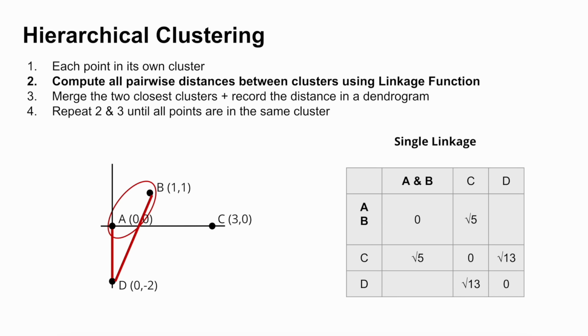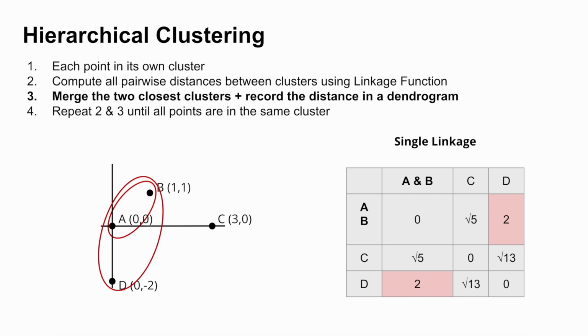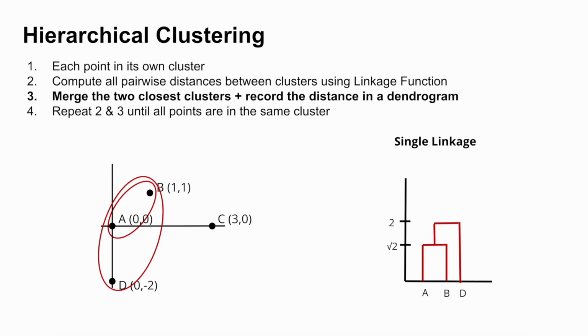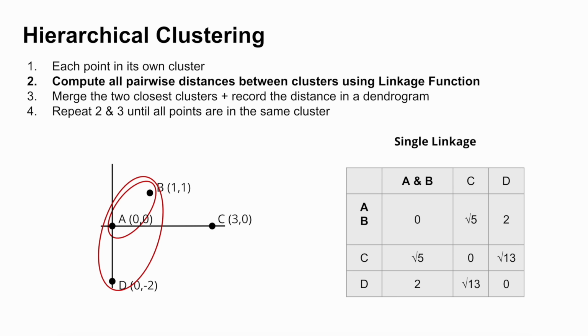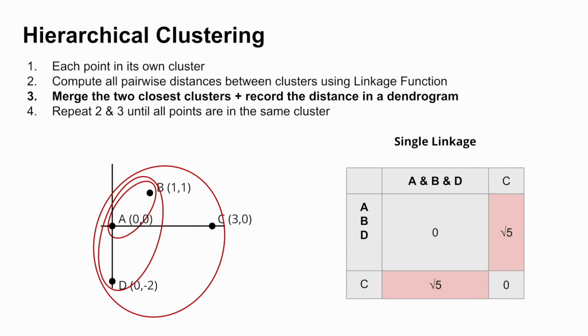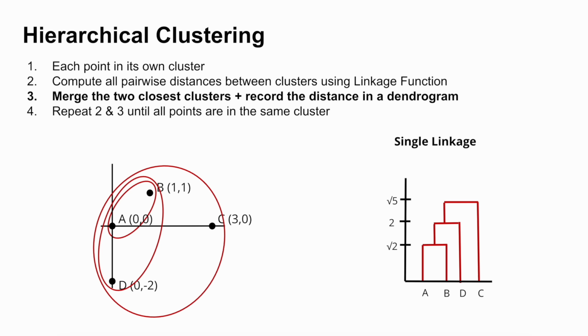Similarly, the distance between AB and D is defined by the distance between A and D since this is the smaller of the two distances. Now that the distance matrix is updated, we find and merge the two closest clusters, which are AB and D. We record in the dendrogram that AB and D would merge into a single cluster at a distance of 2. And we update the distance matrix, and finally merge ABD with C, and record that in the dendrogram.